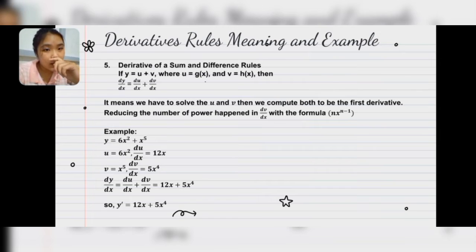And then the formula dy per dx equal du per dx plus dv per dx equal 12x plus 5x with 4 power. So the first derivative is 12x plus 5x with 4 power.